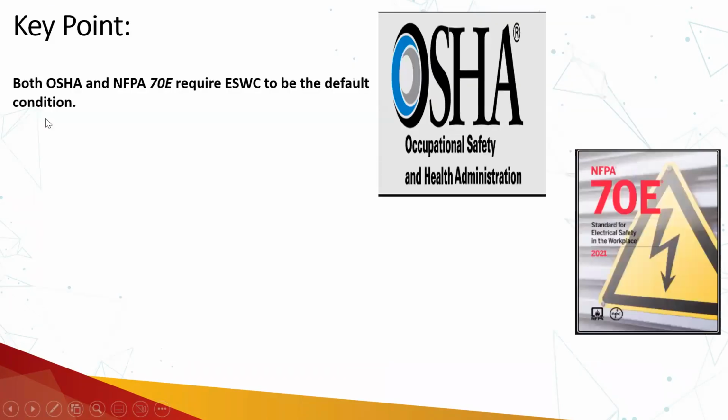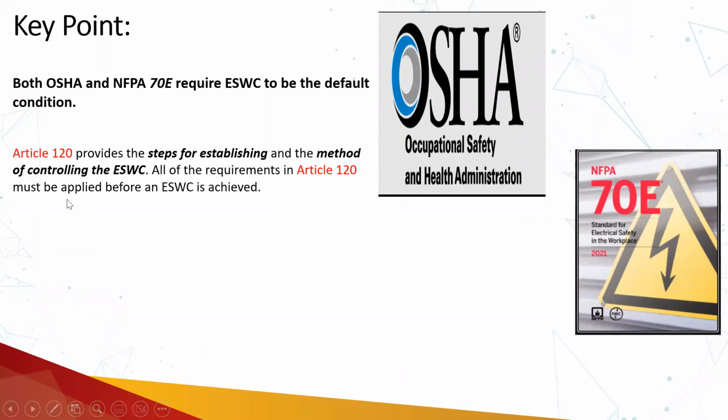Starting with the main point: by default, both OSHA and 70E require that you perform work after establishing an electrically safe work condition. Both OSHA and 70E do not encourage live working. Article 120 provides the steps for establishing and the method for controlling the electrically safe work condition. So Article 120 is not only about establishing an electrically safe work condition, but it is also about controlling the ESWC as well. What does this mean by controlling?